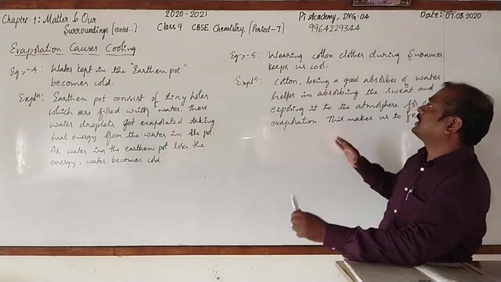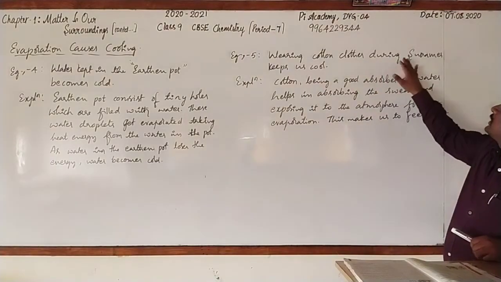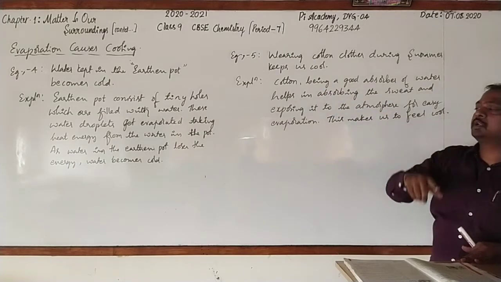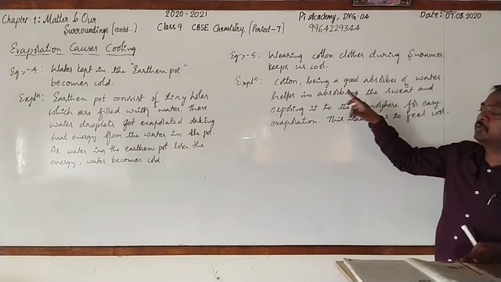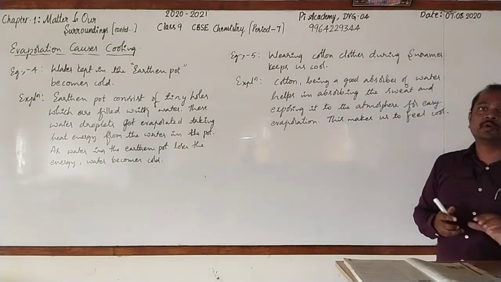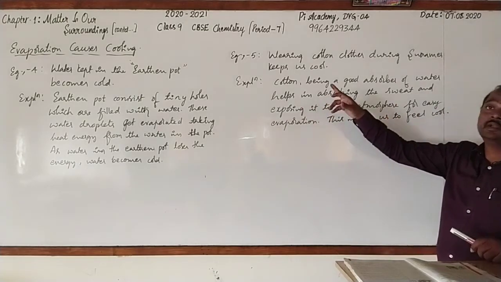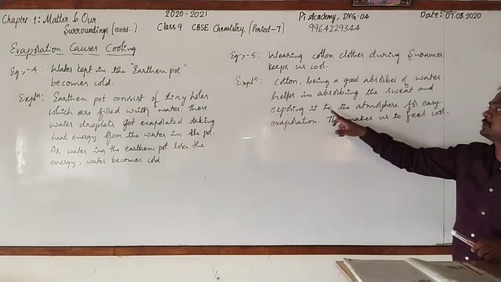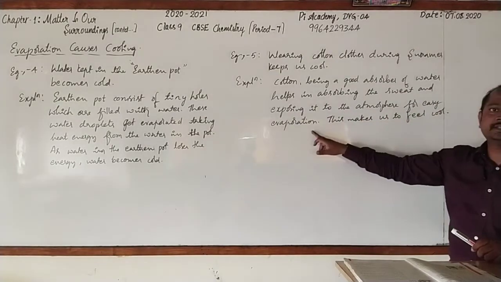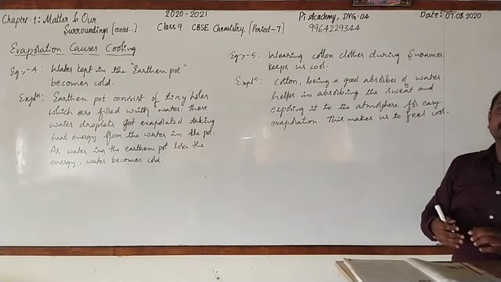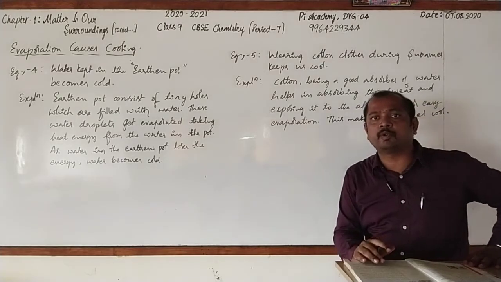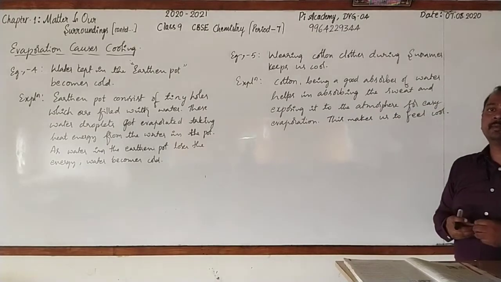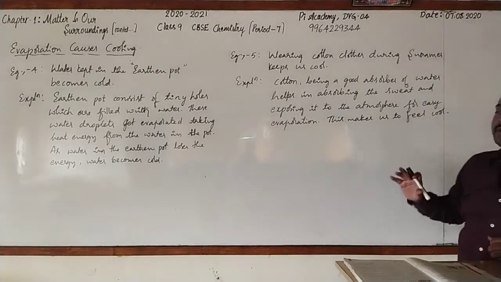Clear? And another example, wearing cotton clothes during summer keeps us cool. The reason is, we know that cotton is a good absorber of water, and we sweat more during summer, and this cotton cloth helps in absorbing the sweat and exposing it to the atmosphere for easy evaporation by taking the heat energy from the surroundings as well as from our body. As we lose the heat and the surroundings also lose some amount of heat energy, this makes us feel cool.